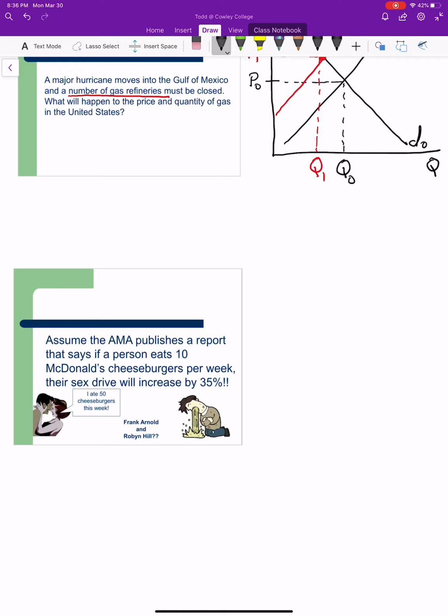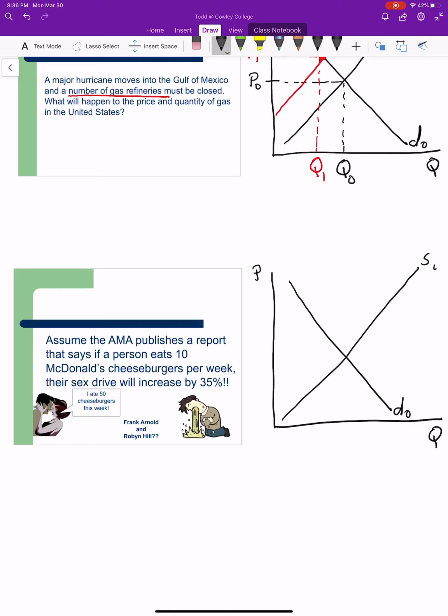But anyway, all right, so we're talking about the demand and supply for McDonald's cheeseburgers. So we have quantity and price. We have a downward sloping demand curve for McDonald's cheeseburgers and an upward sloping supply curve. All right, so whatever the equilibrium price of a cheeseburger is, there's our equilibrium price, and here is our equilibrium quantity.